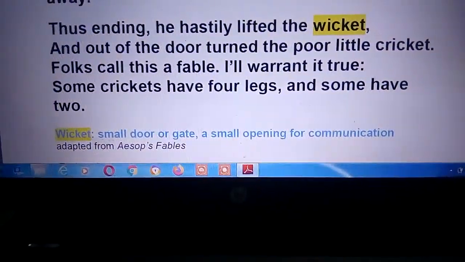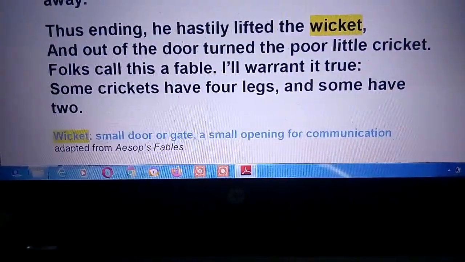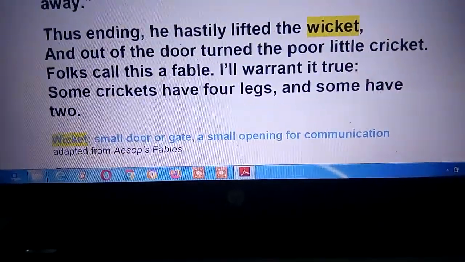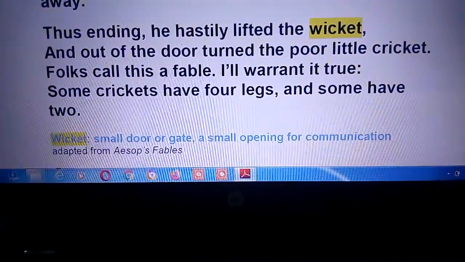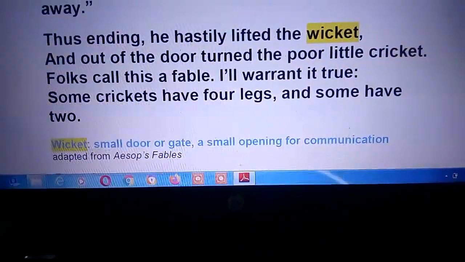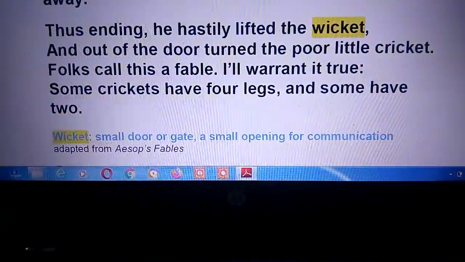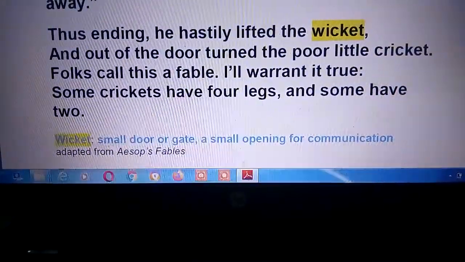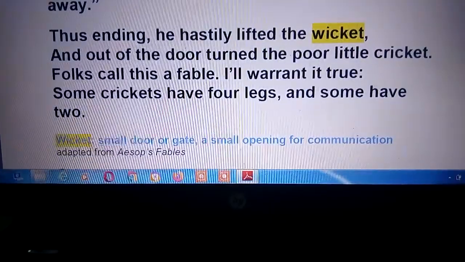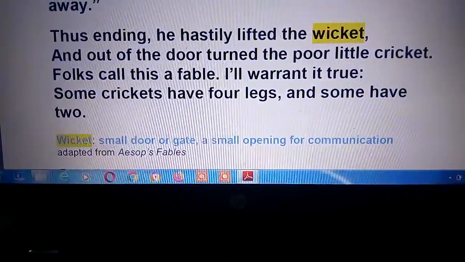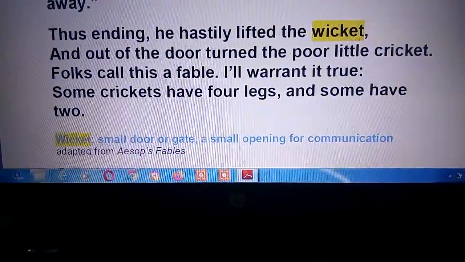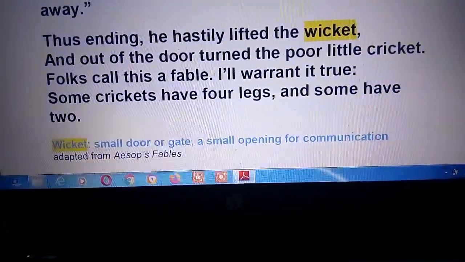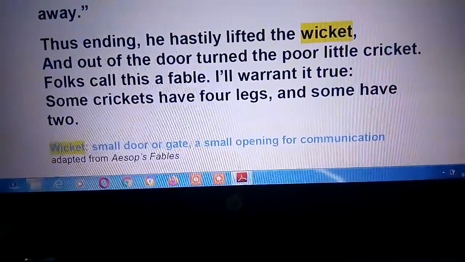So folks call this a fable, and this story is known as a fable. Folks means people who have been living in a place for a long time, generation after generation. So folks call this a fable, and when a story passes from one generation to another, it becomes a fable. It has got a moral teaching. So I'll warrant it true, I will give my warranty that this thing is true. What is true? Some crickets have 4 legs and some have 2. Means this fable is about a real ant and a real cricket, made to talk.